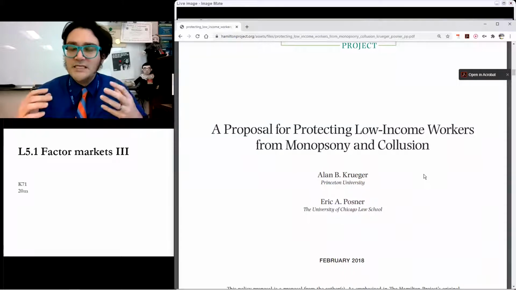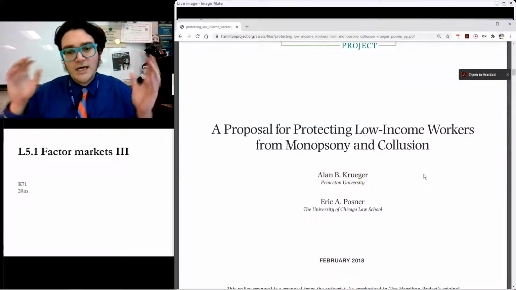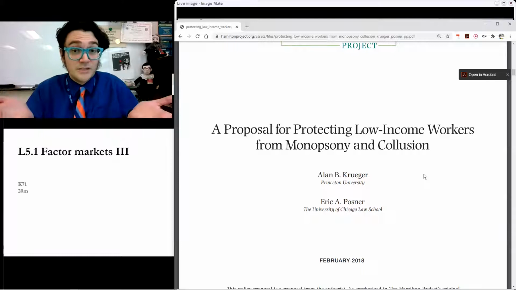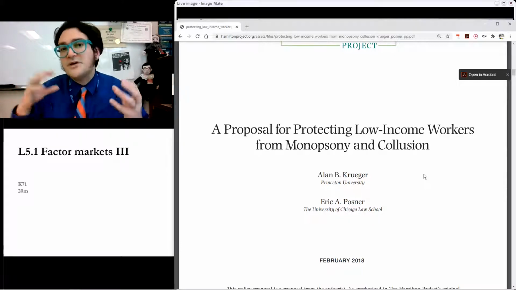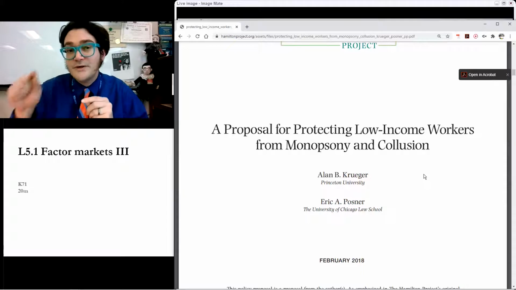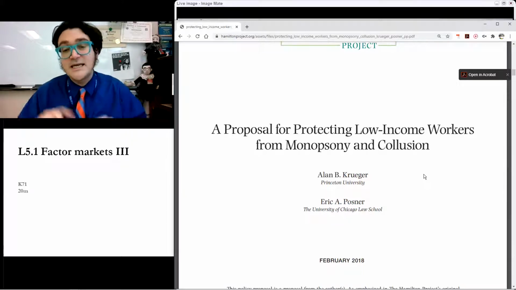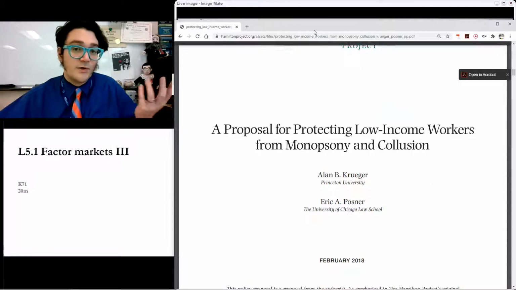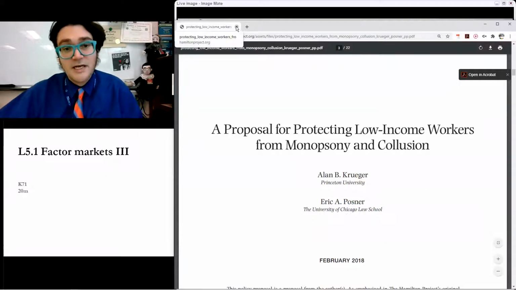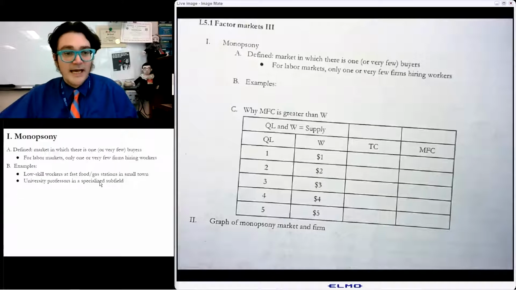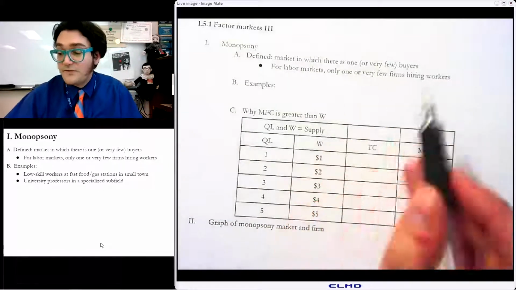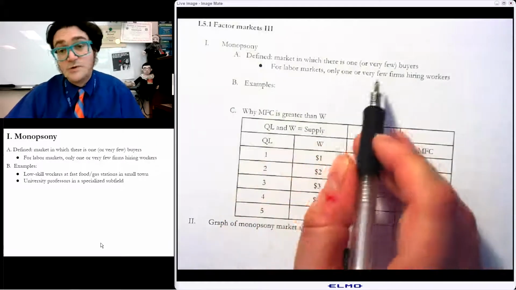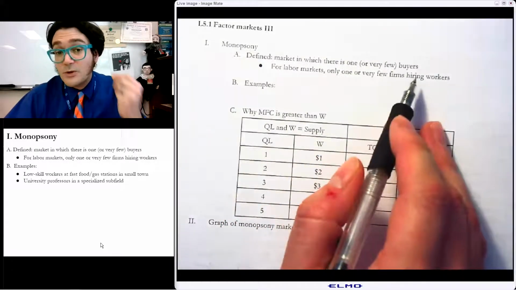But what we've seen is that as markets have gotten more concentrated in terms of products, right? If you have fewer and fewer firms selling a product, then you also have fewer and fewer firms hiring the workers who make the product. And that has some major implications for especially low-income workers, but there's also some points of research in higher income. So let's take a look at monopsony. As I already said, it's a market in which there's one or very few buyers. For labor markets, there's one or very few firms hiring the workers.